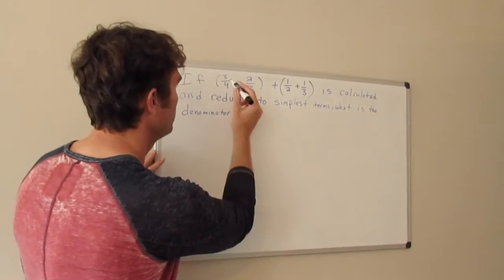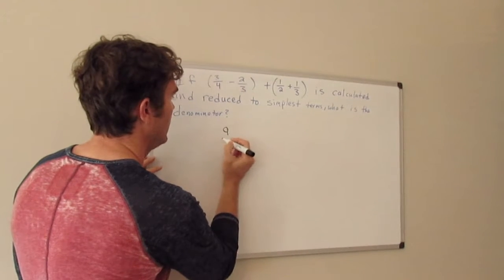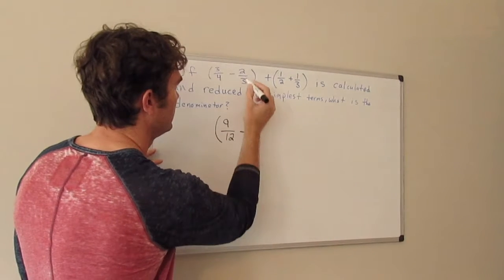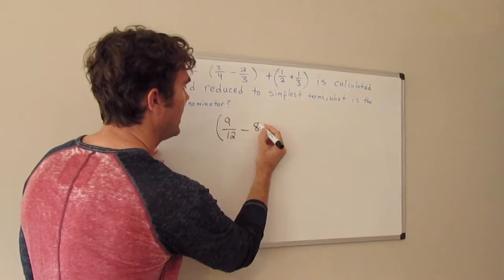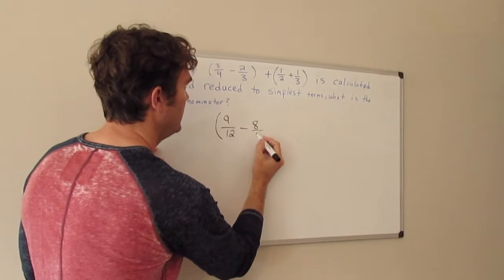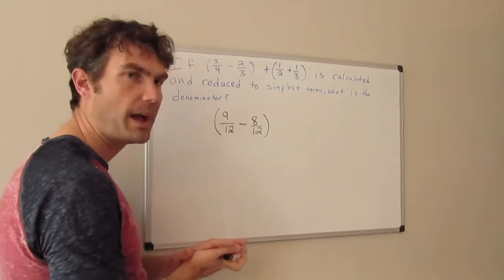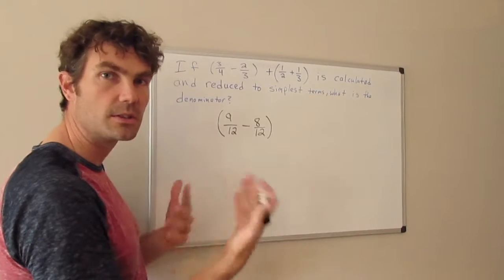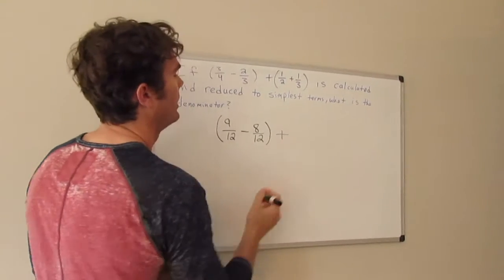So first, let's do 3/4. I'm going to multiply 3 top and bottom and get 9/12 minus, and the 2/3 I'm going to multiply by 4 top and bottom. So 2 times 4 is 8, 3 times 4 is 12. Remember, I can always multiply by anything as long as I multiply the same thing on the top and bottom, because essentially you're multiplying by 1. That's what allows us to do this trick.